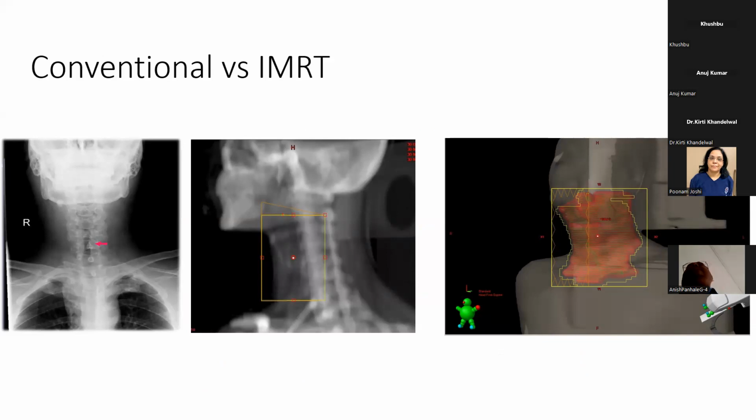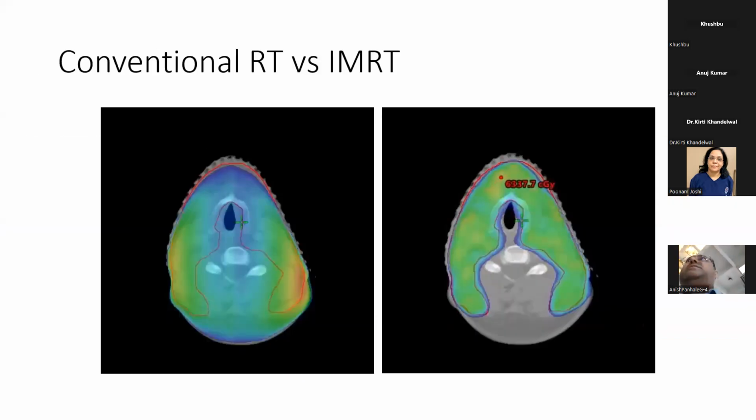Here we use X-rays to simulate, like I already mentioned, simulation followed by X-ray, and then we draw the portals, and then we decide what field we have to treat. And IMRT uses more complex planning with physics and gives a better dose distribution. I'm not going into too much detail on the planning aspect. I will just show some pictures that show the difference between what we achieve through IMRT and what we achieve with conventional RT, for the benefit of the residents.